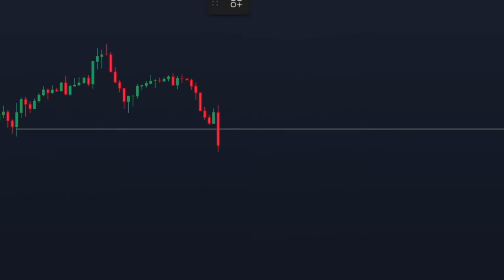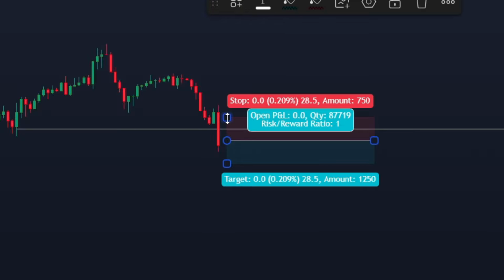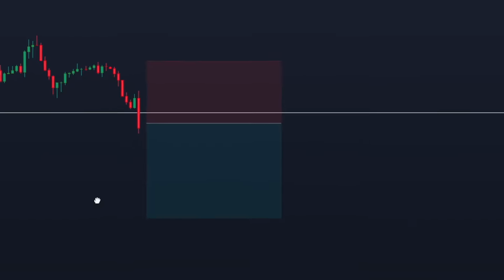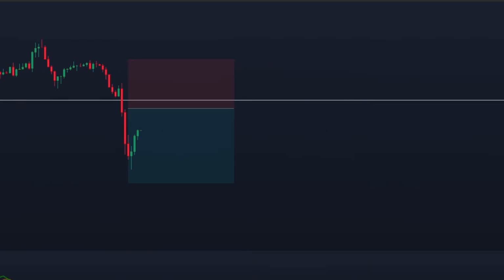My stop loss goes above the previous swing high, because if price goes back above that level, the setup is invalid. From here, price starts rolling over and transitioning into a downtrend, confirming that the divergence plus structure break gave us a high probability sell trade.